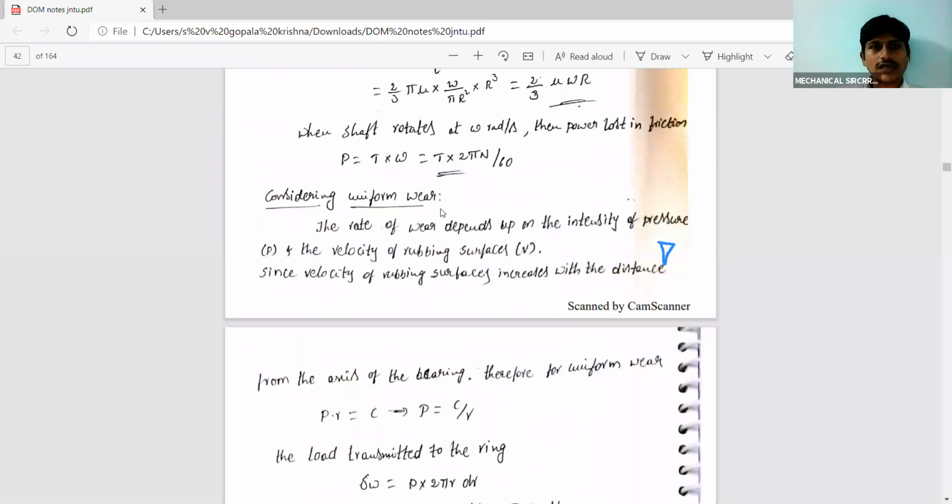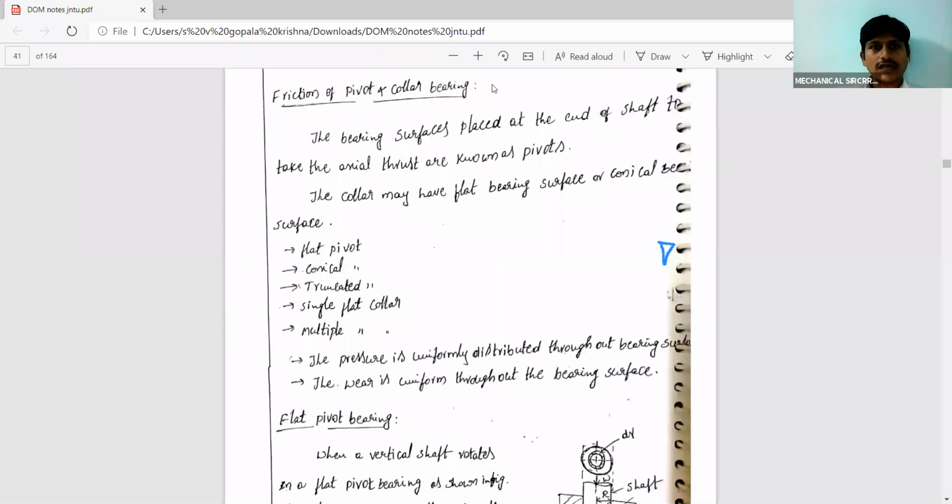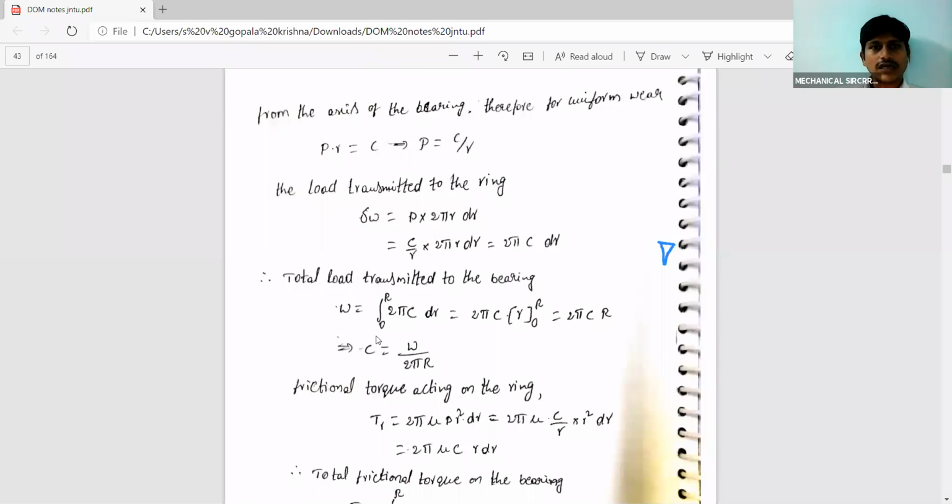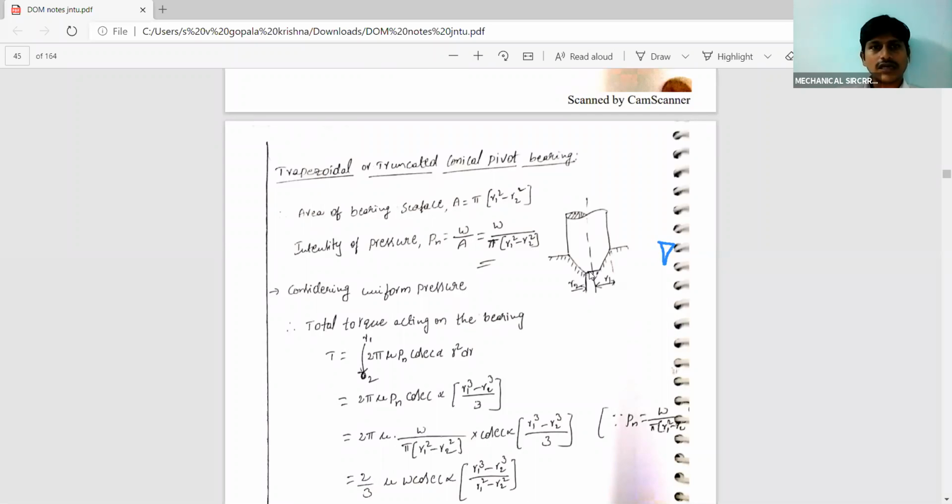Truncated pivot bearings are trapezoidal, or truncated cone. Truncated conical pivot bearing. All of you observe what the shape is. The fixed outer element also follows that shape. It is not only conical, but here at the end it is flat. So that is the truncated, or trapezoidal, conical pivot bearing.